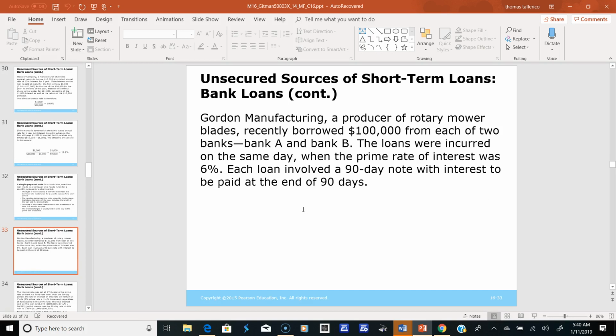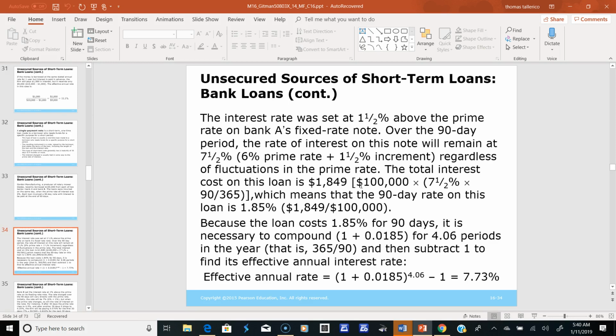So here's an example of this, right? Gordon produces rotary mower blades, and they need a loan for 90 days, and it's going to be paid back in 90 days. All right. So here's how he goes through the calculation, and you should go through this calculation. The total interest cost is $1,849, 7.5% for 90 days at $100,000. So here is the 90-day rate, right?